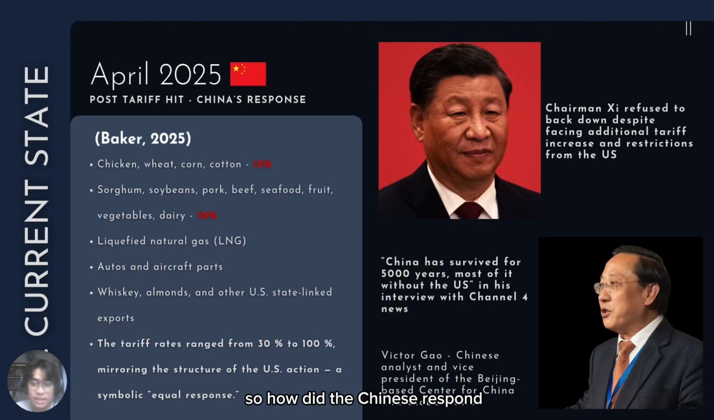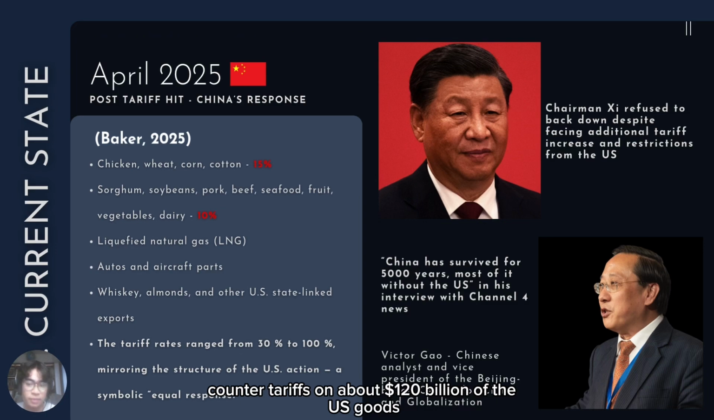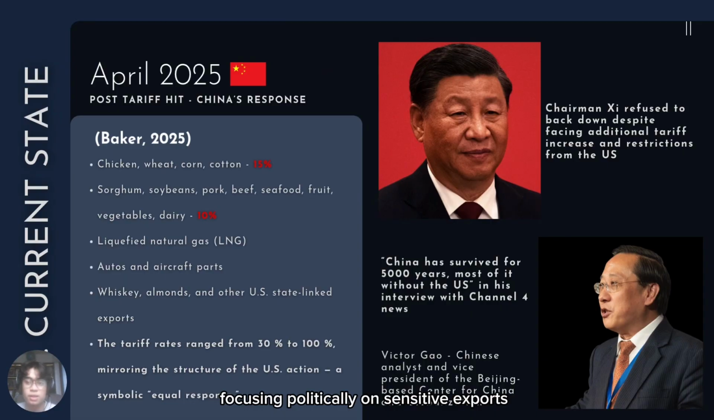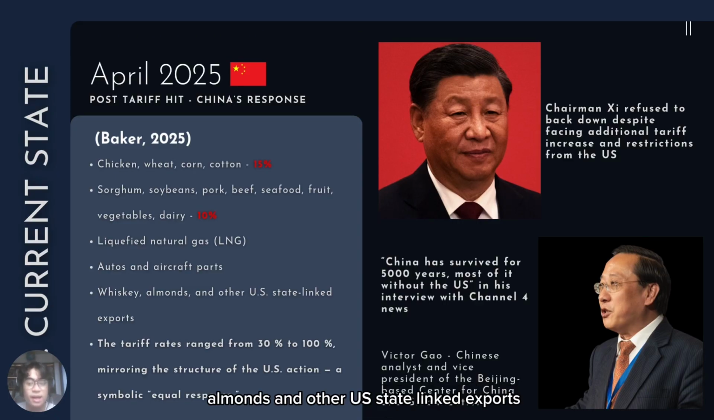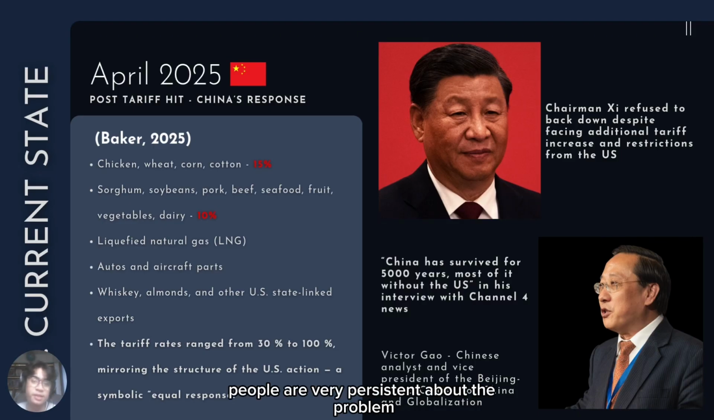So, how did the Chinese respond? Within days of Washington's announcement, China unveiled reciprocal counter tariffs on about $120 billion of US goods, focusing politically on sensitive exports such as agriculture goods, liquefied natural gas, auto and aircraft parts, whiskey, almonds, and other US state-linked exports. The tariff rates range from 30% to 100%, mirroring the structure of the US action, a symbolic equal response.